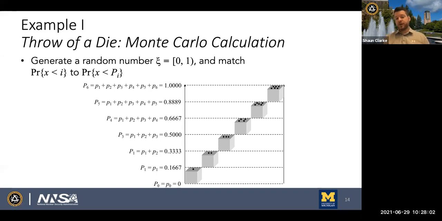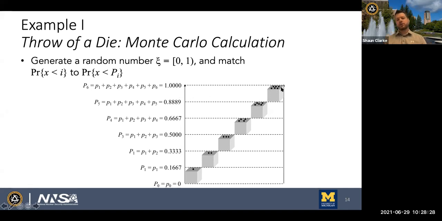If we sample another random number and it spits out 0.7, that's going to land up here in this band. 0.7 lands in this band. That would correspond to an outcome of 5 on the six-sided die. If we did another one, maybe it spits out 0.9, which falls in this band up here. That would correspond to an outcome of 6.